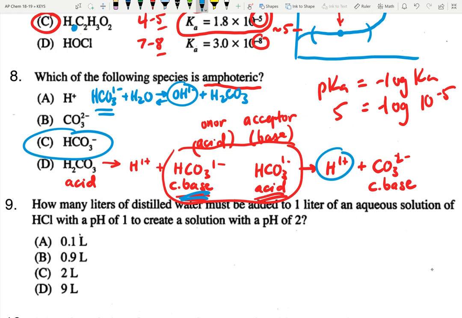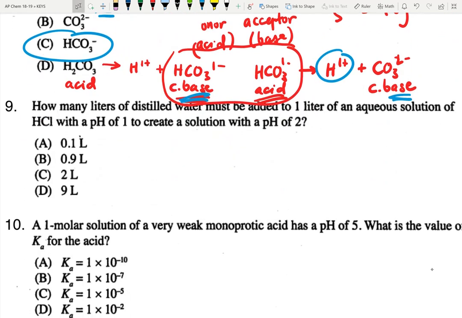All right. CO3, by the way, can't act as an acid. It could act as a base, obviously. You see it over here. But it can't act as an acid because it doesn't have another hydrogen to give.